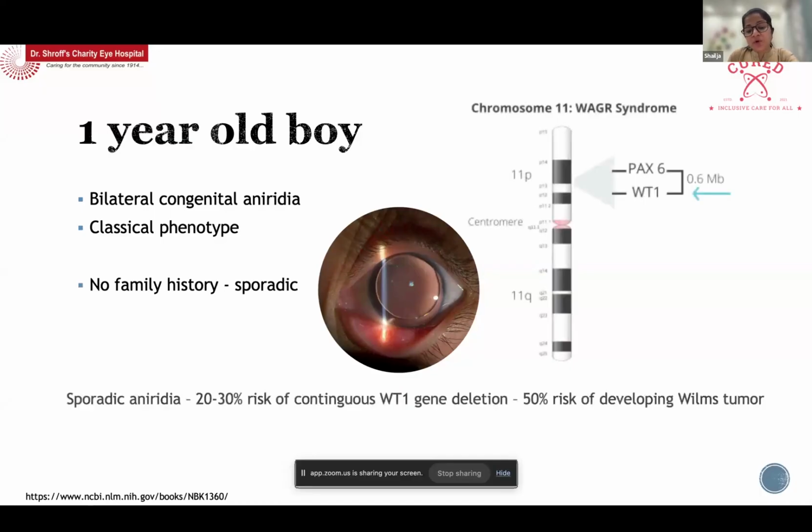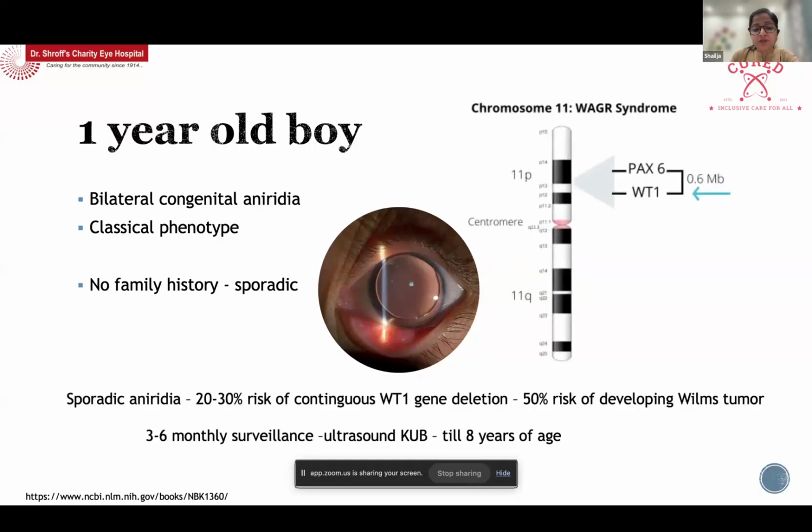And we all know that in sporadic aniridia, there is a 20 to 30% risk of having a contiguous Wilms tumor 1, which is a WT1 gene deletion. And when there is a WT1 gene deletion, there is a 50% risk of developing Wilms tumor, which is a very aggressive tumor of the kidneys. So, in the absence of a genetic test confirmation, you need 3 to 6 monthly surveillance with ultrasound of the kidney, ureter, bladder till 8 years of age. So it makes sense to confirm or rule out a WT1 deletion whenever a sporadic aniridia is encountered.